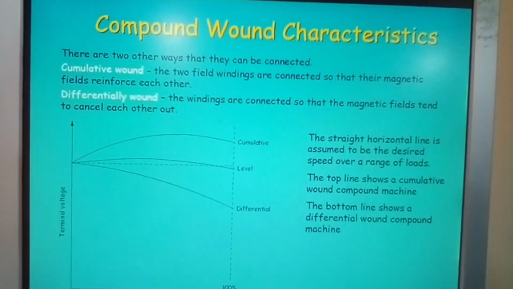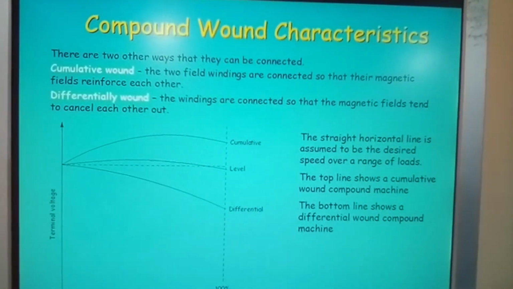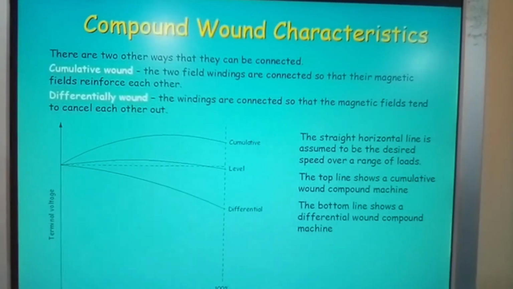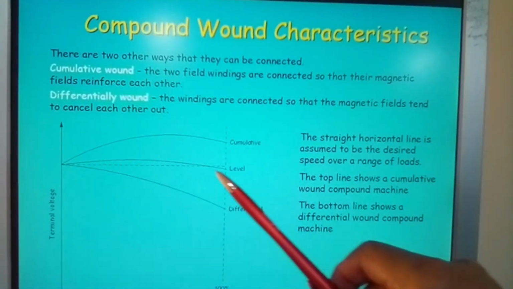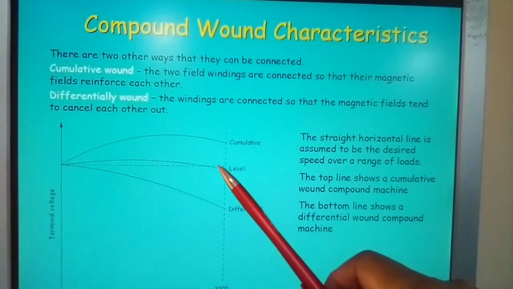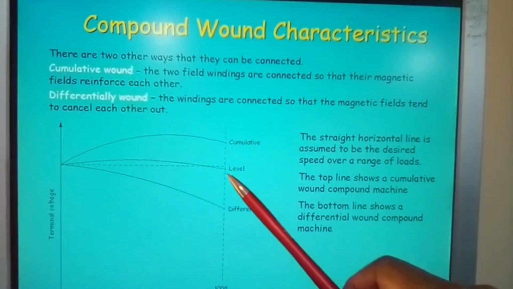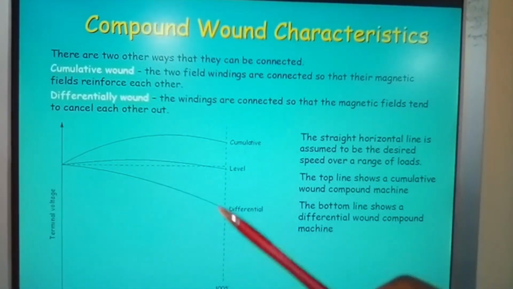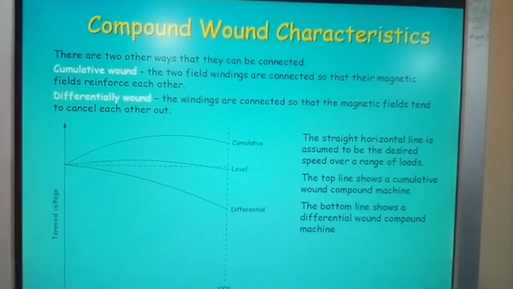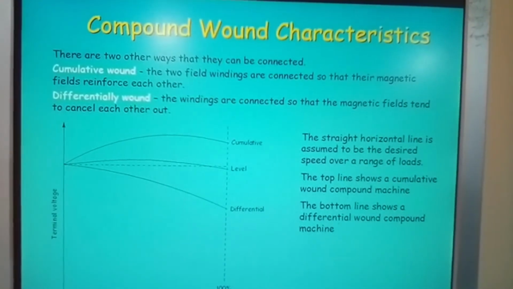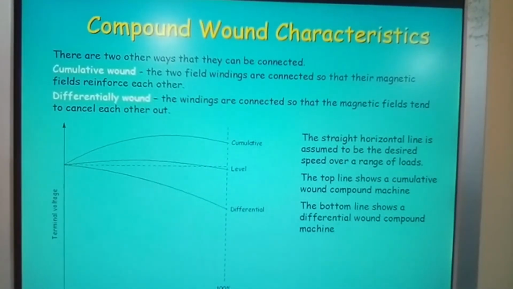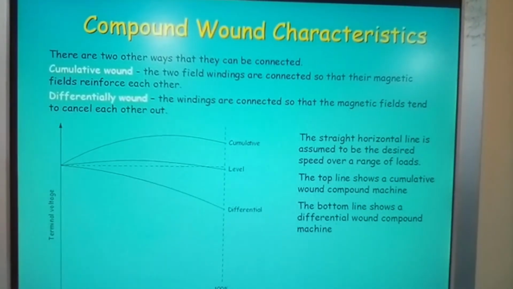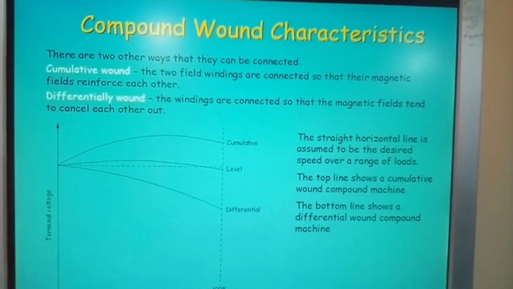Now the straight horizontal line is assumed to be the desired speed over a range of loads. That's your desired speed. But you can see that here you have slight variations where it might begin to drop off, and here it begins to fade. Here you have not reached the level that you would require. But speed range of load. The top line shows a cumulative wound compound motor or wound compound machine. The bottom line shows a differential wound compound machine.